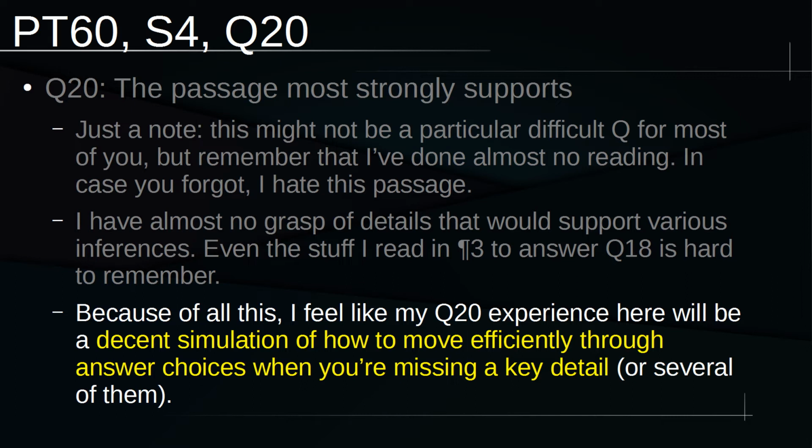And so me kind of intentionally not reading details, because that's just the way I read these things, I think sets up a decent simulation of, okay, what do I do when I missed that detail that would have just given me this answer choice immediately? How do I do it?